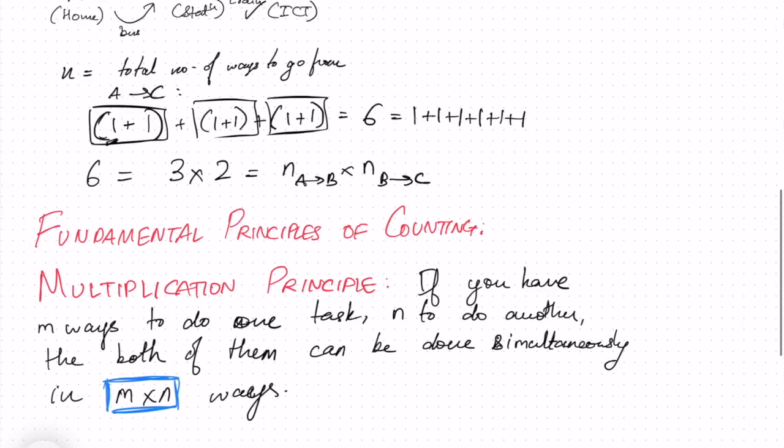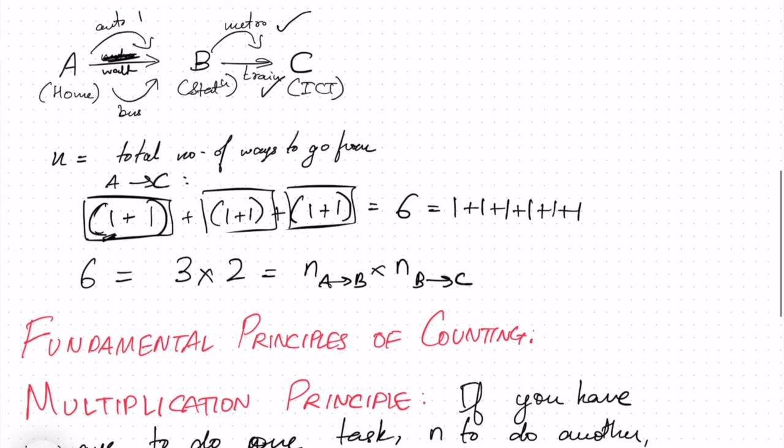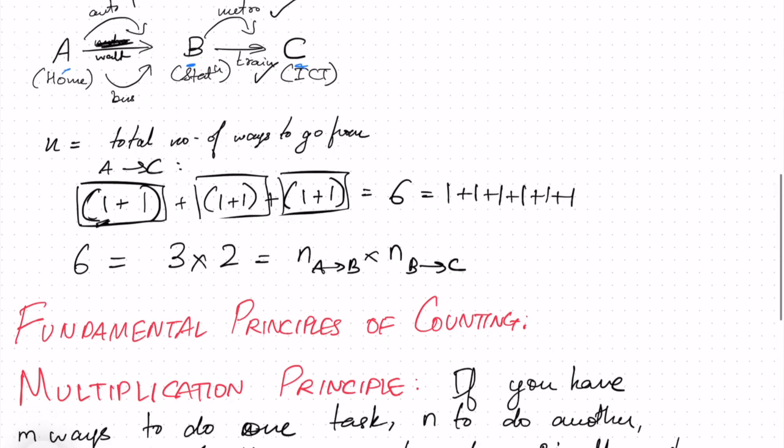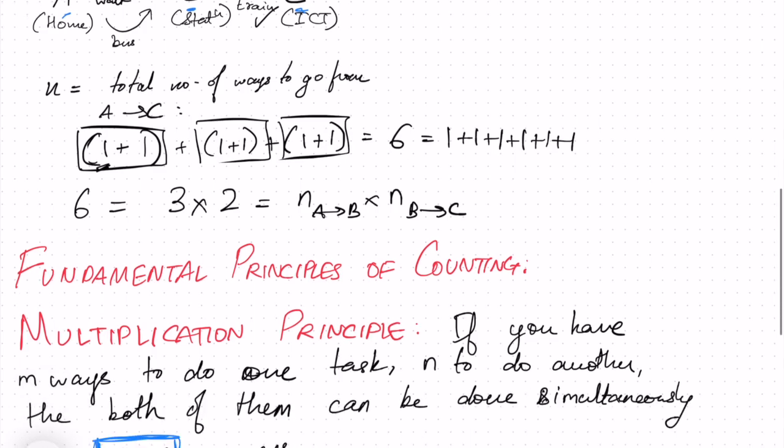And that is what we've done here, right? If we multiply 3 times 2, or in other words n(A to B) and n(B to C), for going from A to C we have to do two tasks simultaneously, that is going from A to B and then going from B to C. So these two tasks we have to do together, and the individual ways to do those are 3 and 2, and hence we multiply 3 times 2.